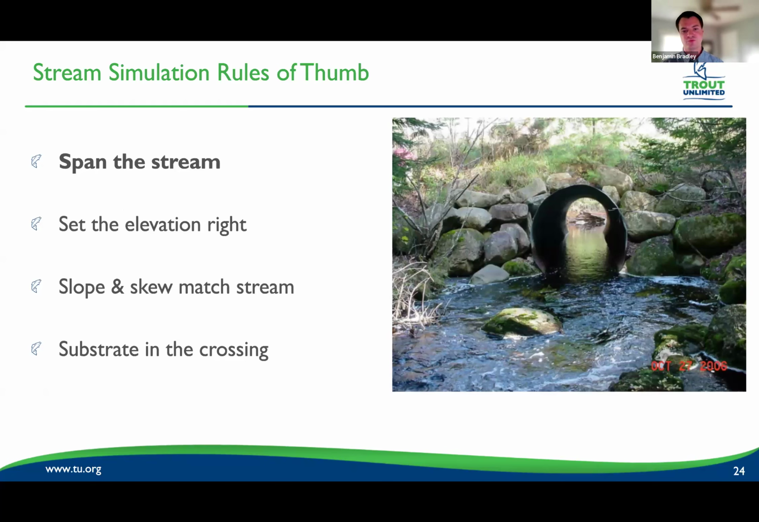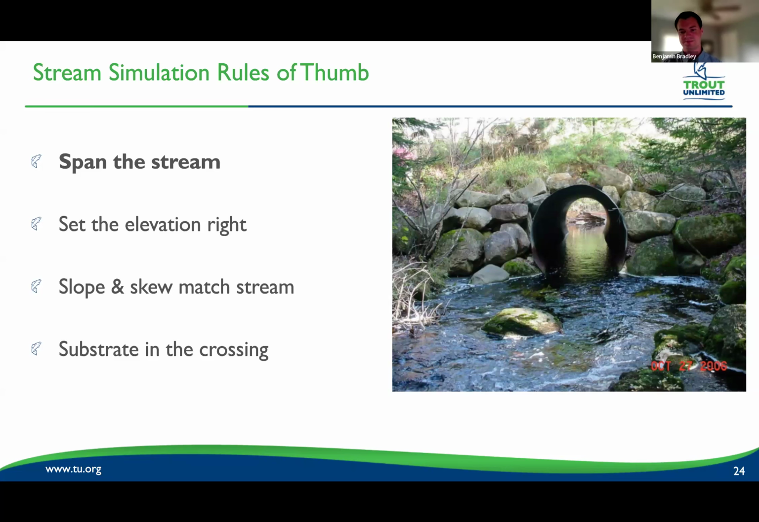And the first rule of thumb is span the stream. Here on the right, you can see this is a traditional culvert design. This culvert isn't even as wide as the water. I mean, it's definitely not as wide as the stream, but it's not even as wide as base flow in the stream. It's a pretty tight pipe.